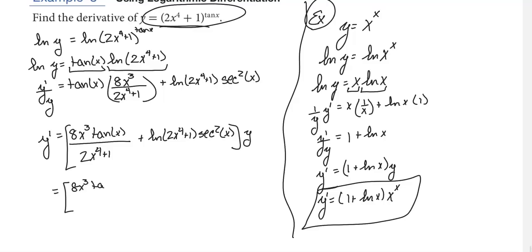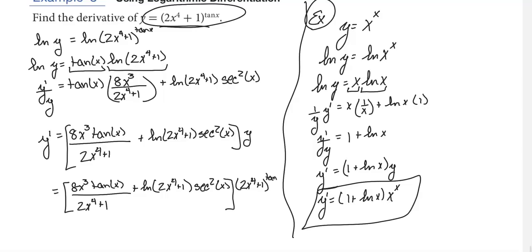So 8x cubed tan x over 2x to the fourth plus 1 plus ln of 2x to the fourth plus 1. Multiply that by secant squared of x. Multiply all that by y, which is 2x to the fourth plus 1 raised to the tangent of x. So there's our derivative.